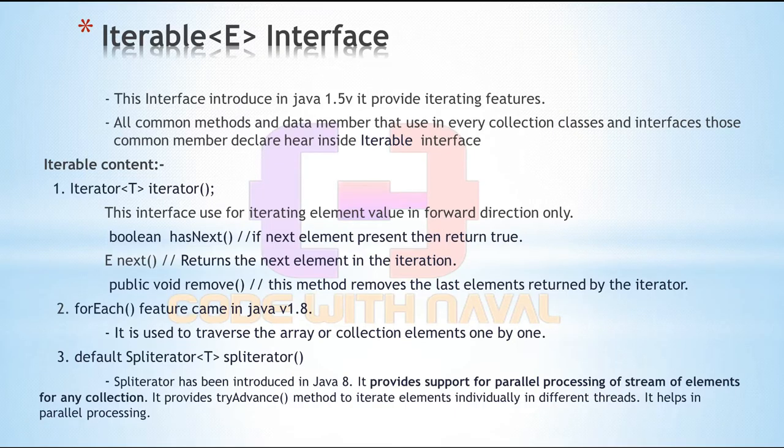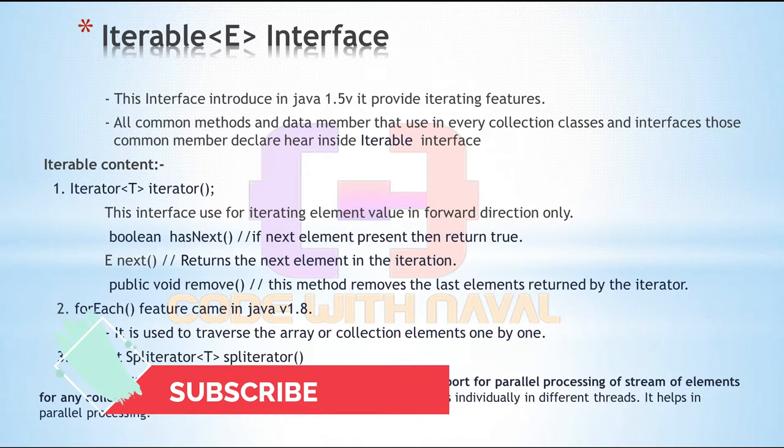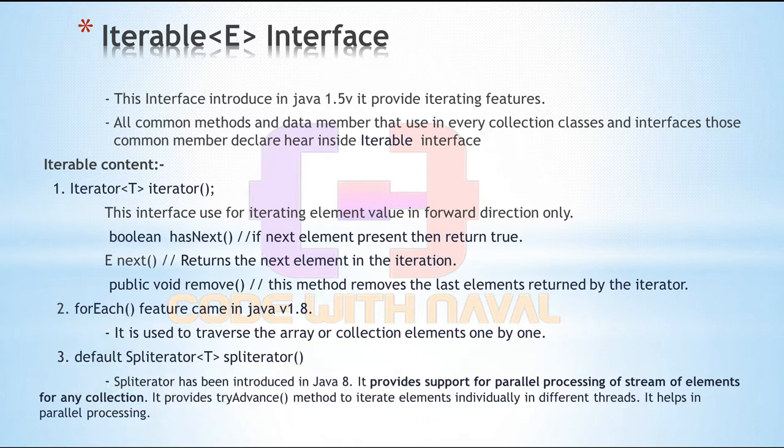First we discuss the Iterable interface. This interface was introduced in Java 1.5. It simply provides iterating features. All the common methods and data members that are used in every collection class and interface are declared inside this Iterable interface. This Iterable interface is only used for iterating purposes.